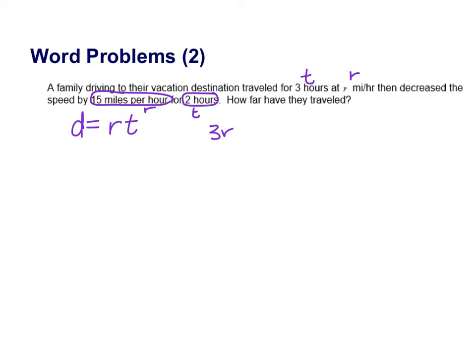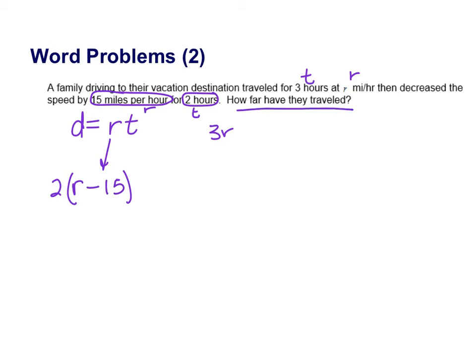Now, the way that we represent that is we have to take their speed and decrease it by 15 miles per hour. So they were going r miles per hour, but now they're slowing down by 15 miles per hour. And then we multiply that, so that is their rate, and they're doing this for 2 hours, so that gets multiplied by 2. How far have they traveled?